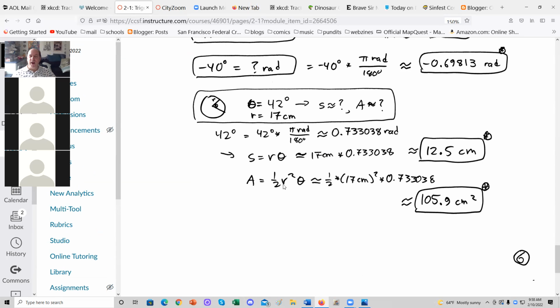Here, A is 1/2 r squared theta. I keep saying pi. My apologies. All right, so 1/2 times the square of 17 centimeters times 0.733038 approximately, and some arithmetic, 105.9 square centimeters. And again, I go to only 1 decimal place because that's just barely more than enough, the accuracy that the data itself justifies.